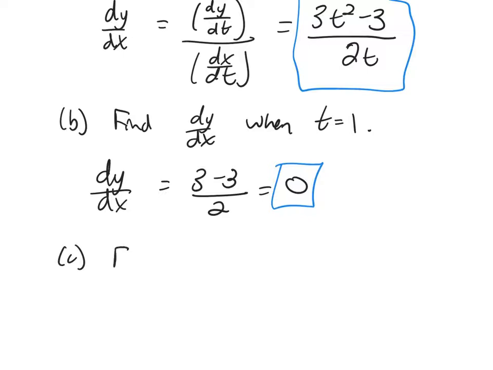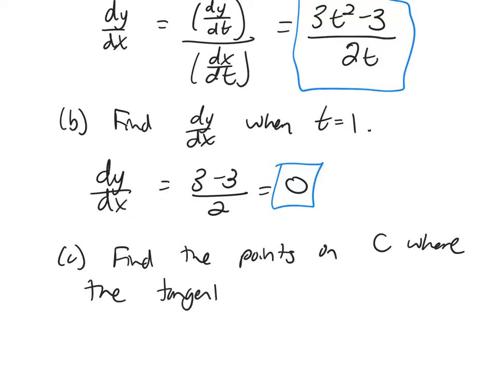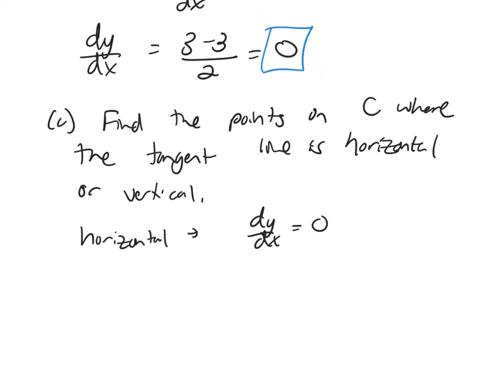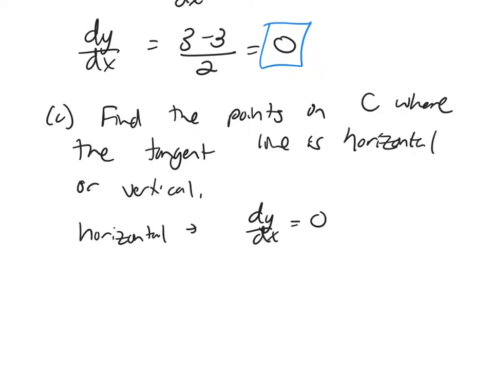For part C, I want to find the points on the curve C where the tangent line is horizontal or vertical. So if the tangent line is horizontal, well, that tells me that the derivative is 0, so I just need to set the numerator of my derivative, which was 3t squared minus 3, equal to 0.